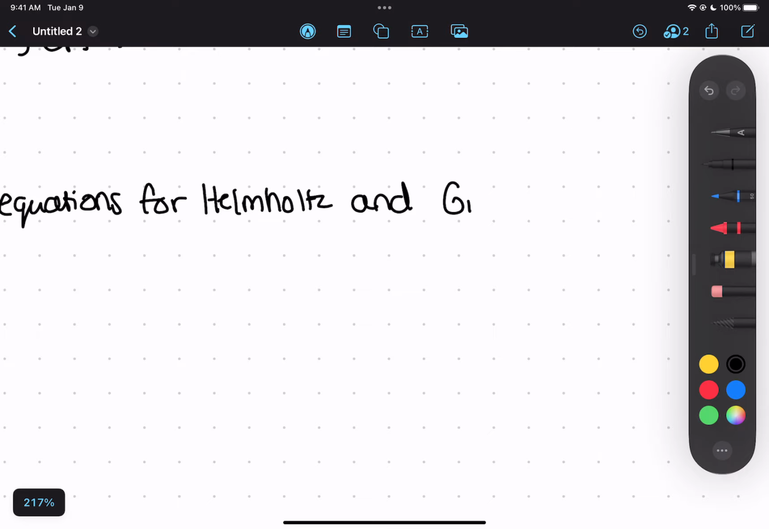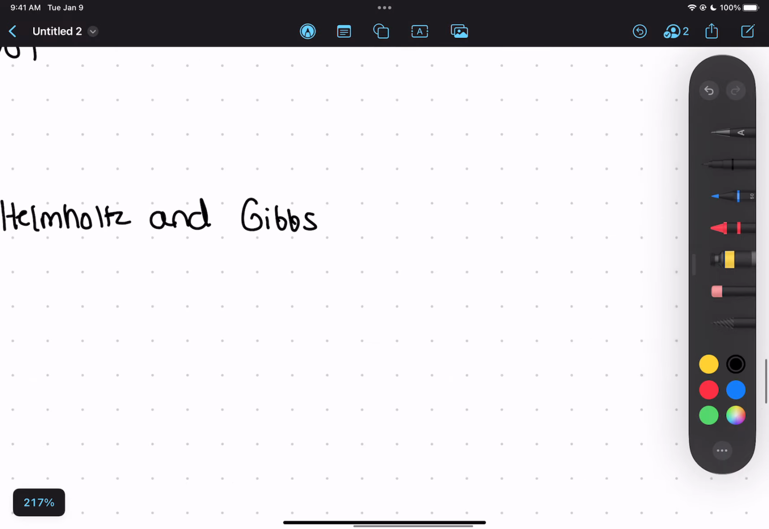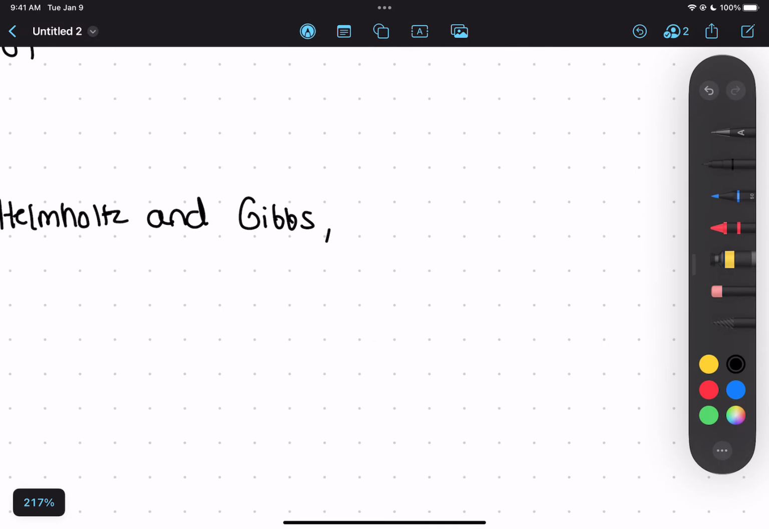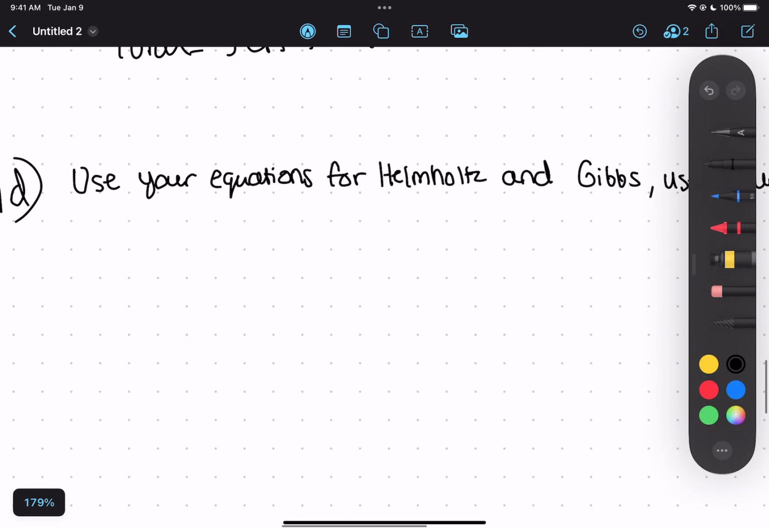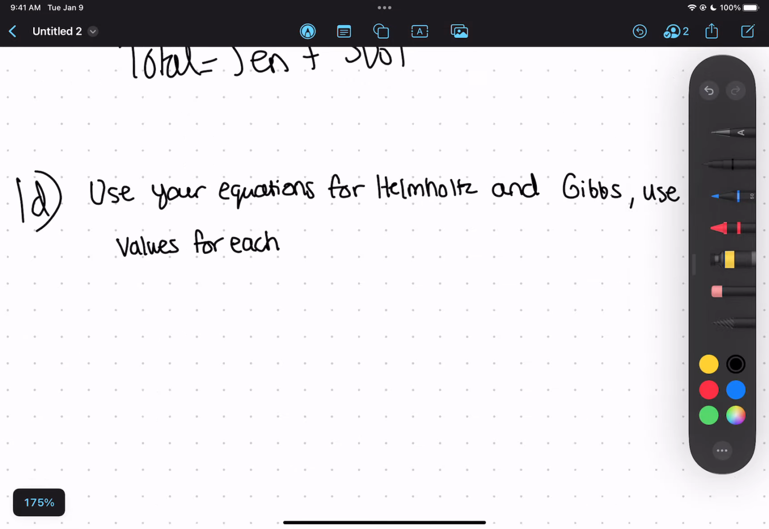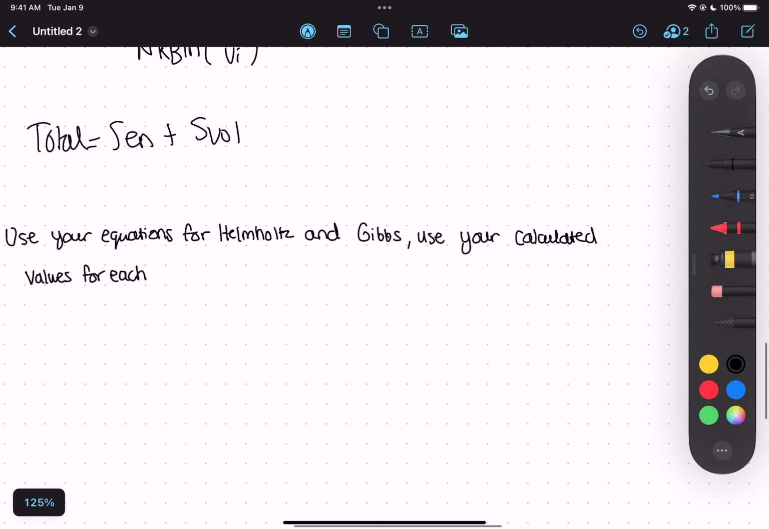And Gibbs. Use your calculated values for each. Does that look better? Sweet.